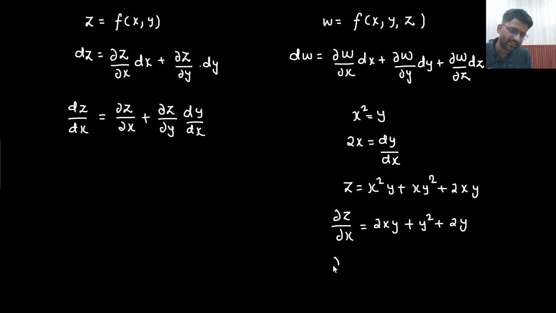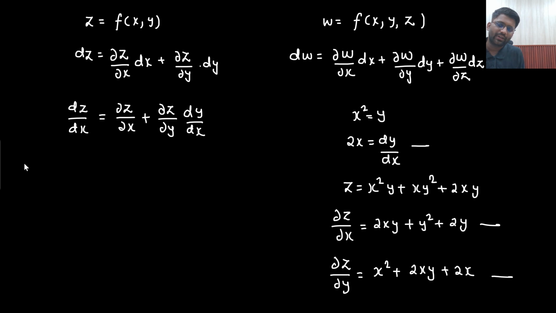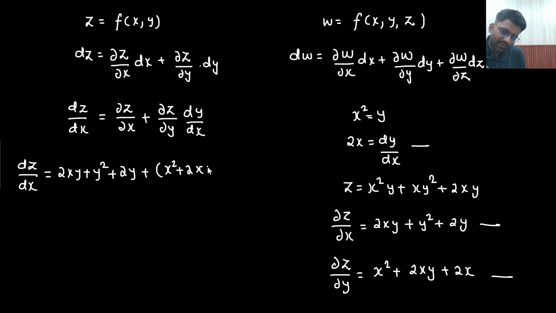Along with that, sir, I would need del z by del y as well. So differentiation with respect to y keeping x as constant. So x square, keeping x as constant, 2xy, keeping x as constant, 2x. There you go, all the values I am having. So what will be the value of dz by dx? So dz by dx would come out to be del z by del x, which is 2xy plus y square plus 2y, plus del z by del y, which is x square plus 2xy plus 2x, times dy by dx, which is nothing but 2x only.